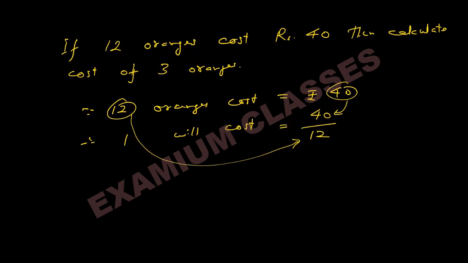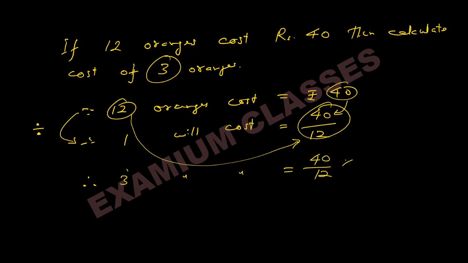So in the first step, it is division, 40 divided by 12. And then in the last step, the third step, you calculate for 3. Hence, 3 will cost whatever you get here, 40 by 12, and then you multiply by this number 3. From here to here, it is multiplication. These are the steps of the unitary method.